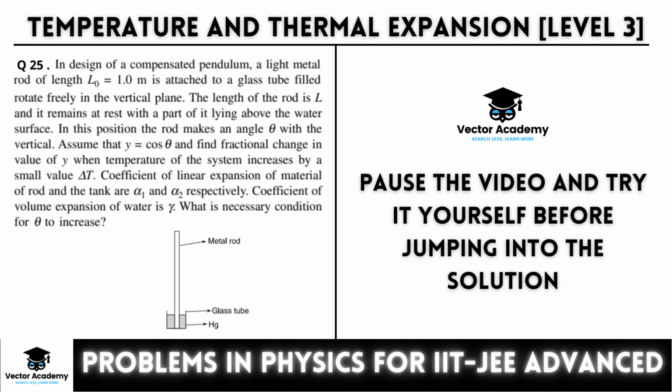Given coefficient of volume expansion of mercury, gamma Hg equals 1.82 times 10 to the power of -4 per Kelvin. Coefficient of linear expansion of glass, alpha glass equals 9 times 10 to the power of -6 per Kelvin. Coefficient of linear expansion of metal, alpha metal equals 1.2 times 10 to the power of -5 per Kelvin. We at the Vector Academy recommend to pause the video and try it yourself before jumping into the solution.